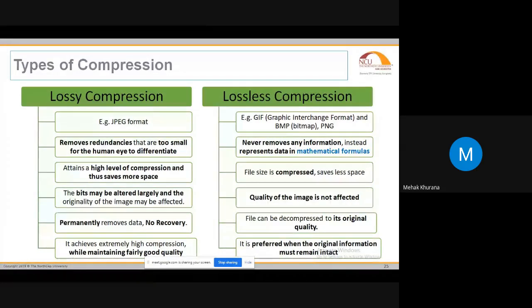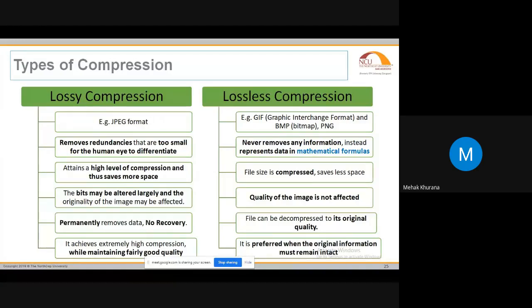But in lossless, we are not removing information. What we are trying to do is convert the image into a mathematical formula, and then transfer the information so that there is no loss of information. Lossy compression tries to save space, because we are removing the redundant bits and reducing my image size to a very small size. In lossless compression, the file is also compressed, but it does not save as much space as lossy compression, because it tries to retain the information at the receiver side and does not remove it.